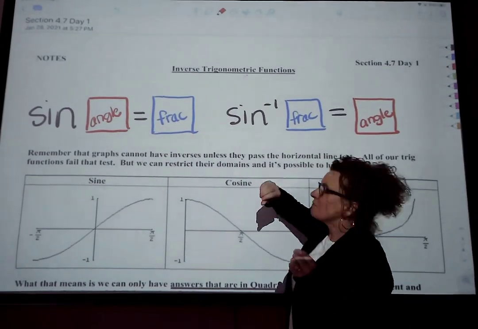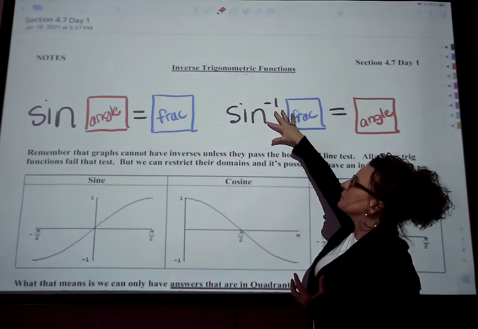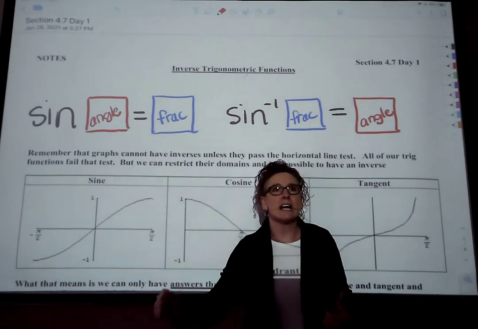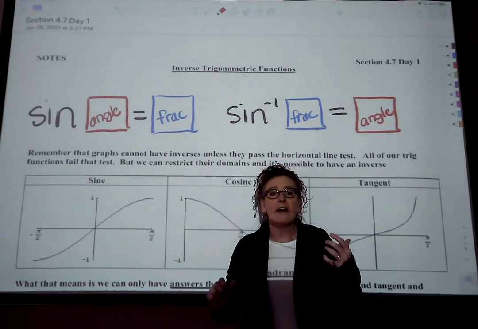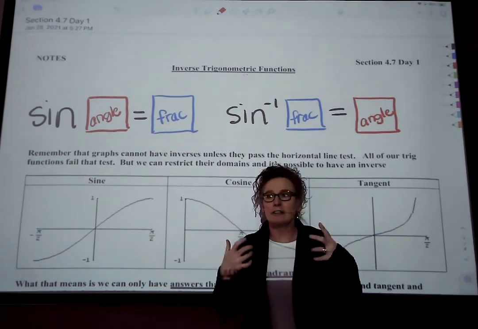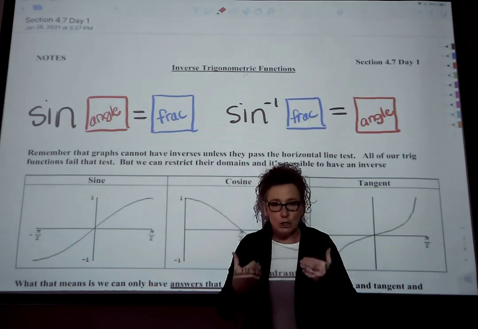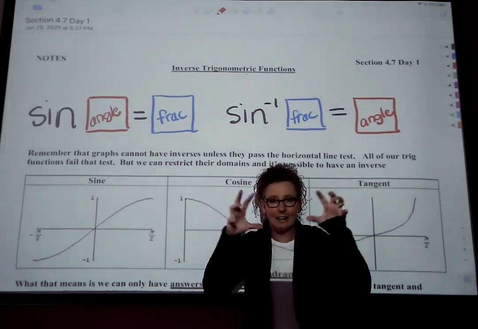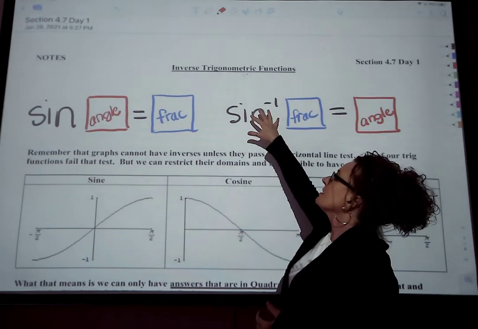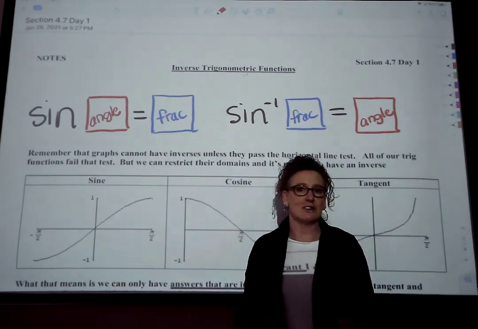We've done a little bit of inverses. This is what we're going to be really focusing on today. This is sine inverse. This is not sine to the negative one power. That is something completely different. We're not doing that right now. You've got to be able to read and interpret, use the context of what we're doing to know how to say this. This is sine inverse, not sine to the negative one power.